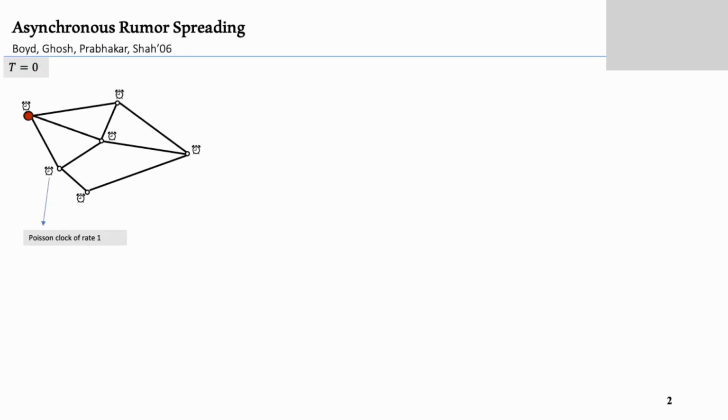Instead, they assume that each node has a Poisson clock of rate 1. Therefore, in their model, each node acts according to its own clock of rate 1. The model is simple and intuitive. Before the algorithm starts, each node is supposed to have a clock, and some node knows some rumor. As soon as the clock of a node rings, the node contacts a random neighbor, and the node shares the rumor with that neighbor if at least one of them knows it. And if none of them knows the rumor, nothing happens.